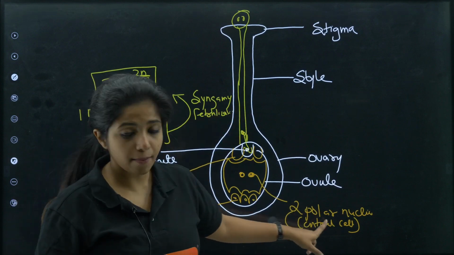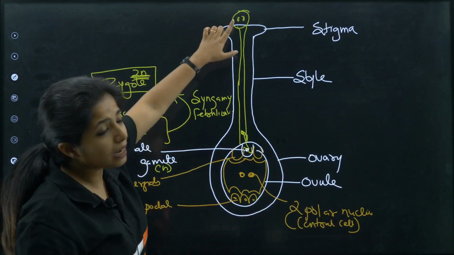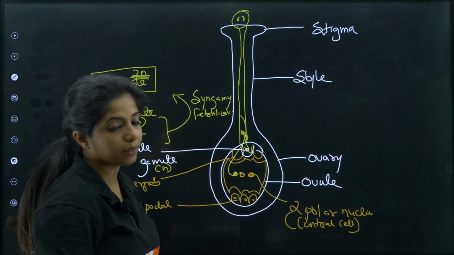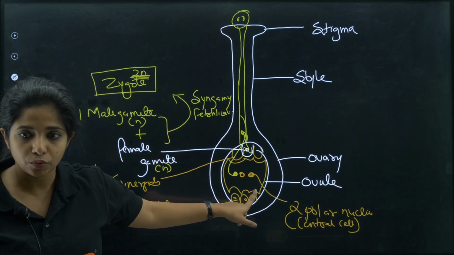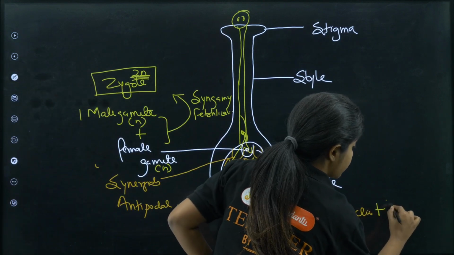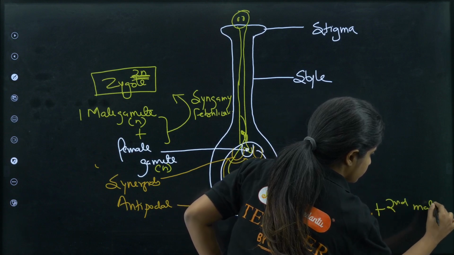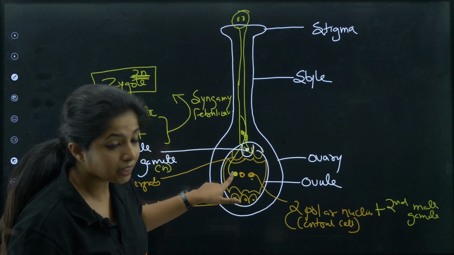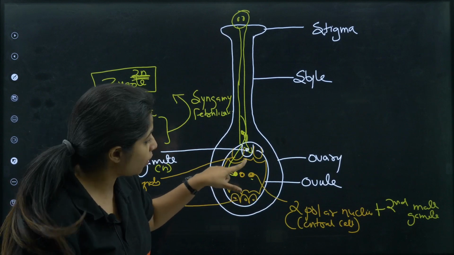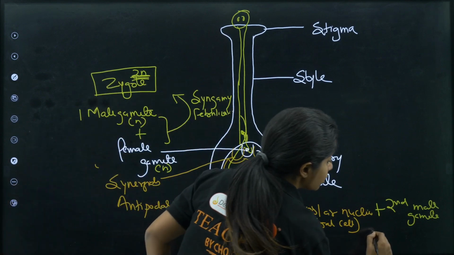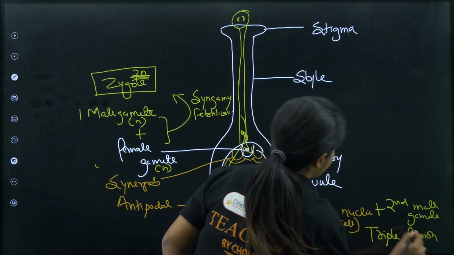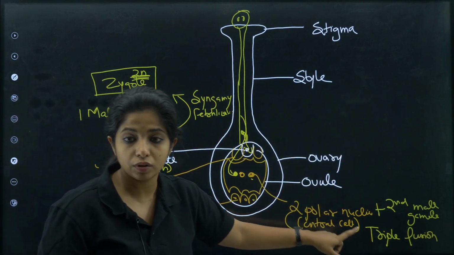Now over here, what happens to the 2 polar nuclei? Let's see that. The next male gamete comes over here and fuses with the 2 polar nuclei that are present over here. So 2 polar nuclei plus the second male gamete fuse. There are 2 nuclei and the male gamete also has a nucleus, so 1, 2, 3 nuclei. So triple fusion is happening over here. The earlier process is syngamy; this is known as triple fusion.